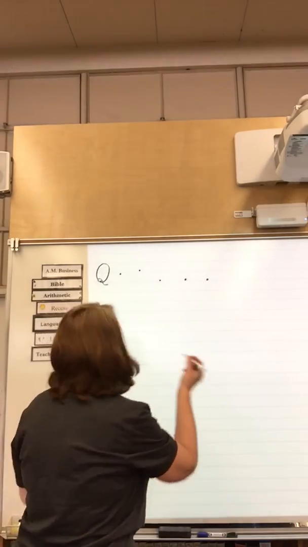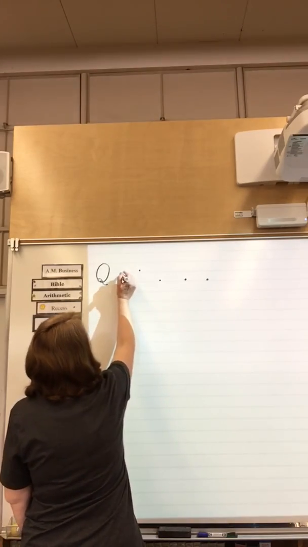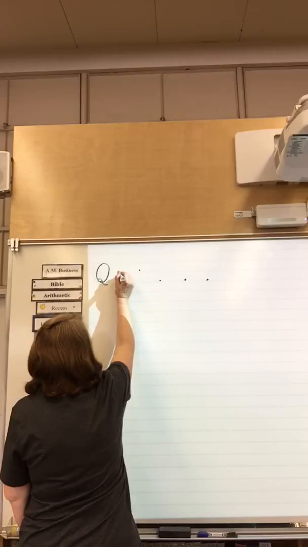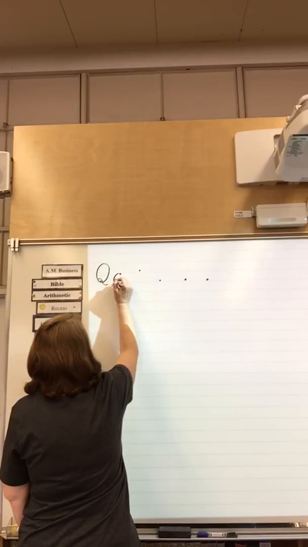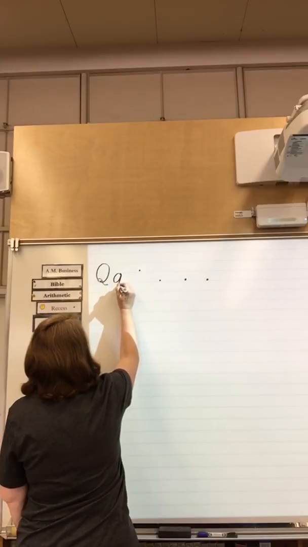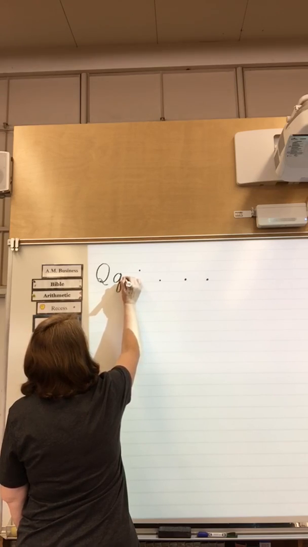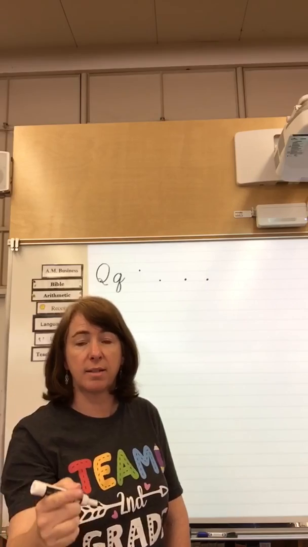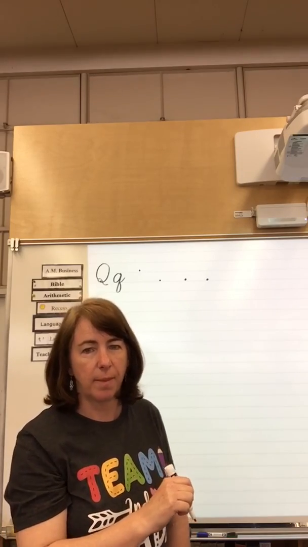Then our little q starts at the middle line. We're going to come around, we're going to loop to the left. So we're going to make our loop, we're going to touch, go down into the basement, and then you're going to loop right, touch at the bottom line, and make your connector. Your little q will connect to the rest of the word.